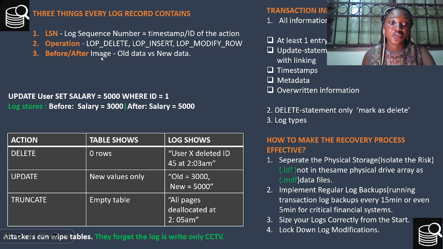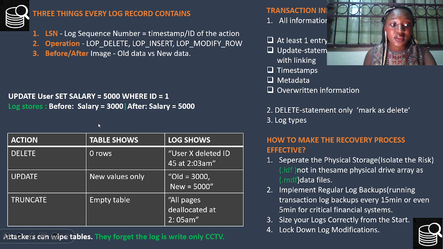Before and after image. So it shows the initial image of the log and the new image. Since it doesn't delete any record, it can show you any record at any point in time, as long as the transaction log was actively recording the data. So it will show you the initial image. Let's say, for example, the salary initially was 30,000. The new salary that was set now was 5,000.